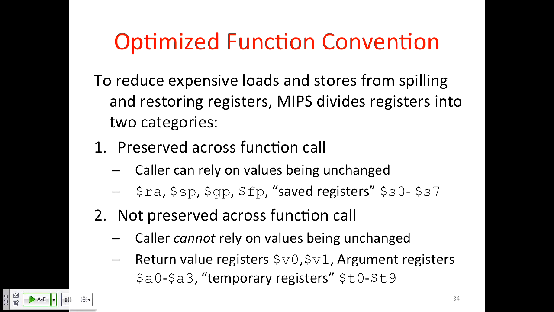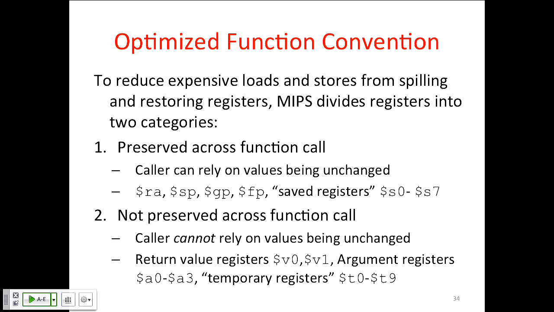So the caller cannot rely on them. And those are the return value registers, V0, V1. That makes sense, right? Because I'm calling the function to return a value in those registers. I can't rely on some value I had in there staying around. It's going to be stomped on by the function returning the value, right? So those are in this category.